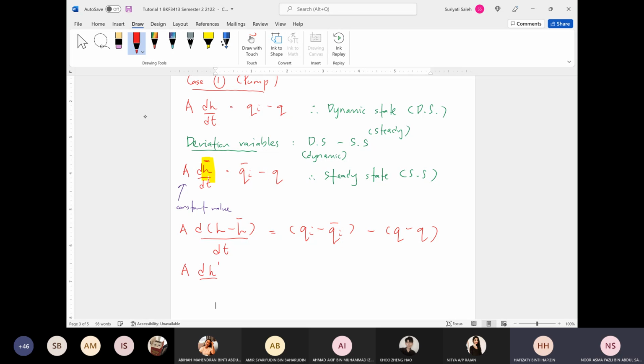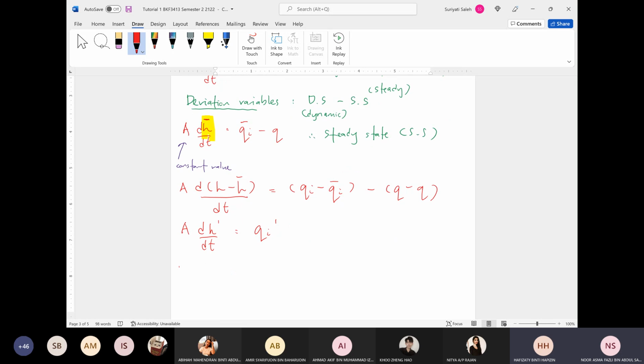So based on this, we can further classify the equation: A dH prime over dt equal to Qi prime. In this case, what is meant by H prime? H prime normally is the deviation form. H prime equal to H minus H bar, and Qi prime equal to Qi minus Qi bar. Dynamic minus steady state. So this is what we call deviation variable.